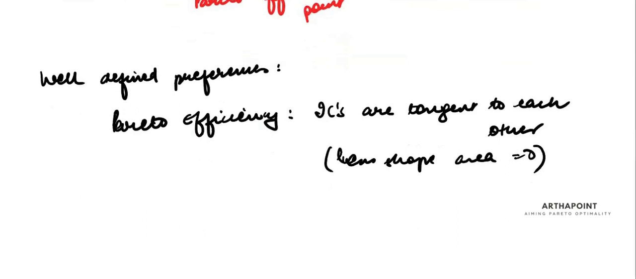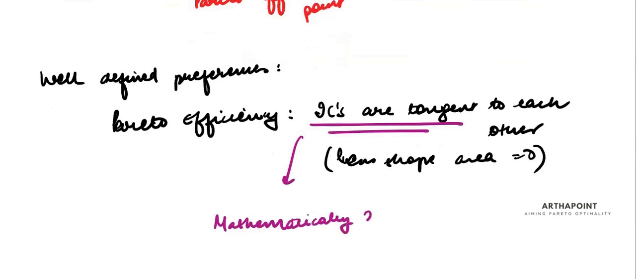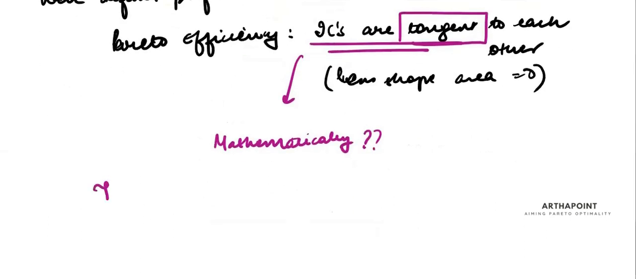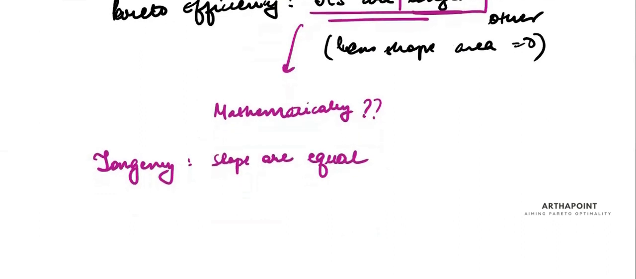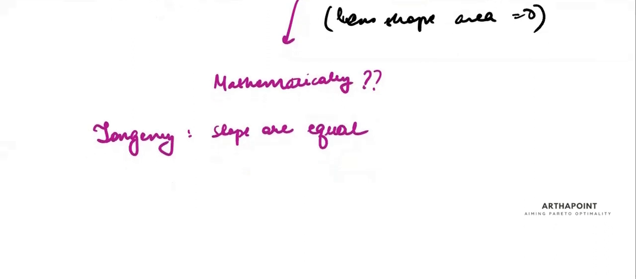The question is, how do you write this mathematically? Very simple. What does tangency mean? We know that tangency actually means that the slopes are equal. Slope of what? Slope of indifference curve. They are equal because they are tangent. What is the slope of indifference curve? We know it is marginal rate of substitution, MRS.